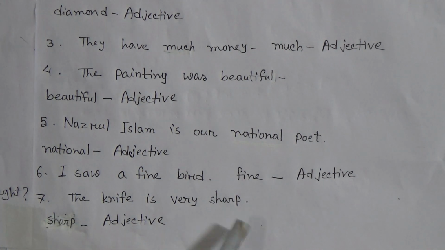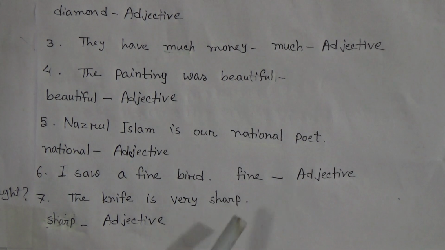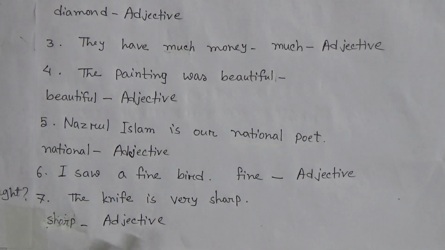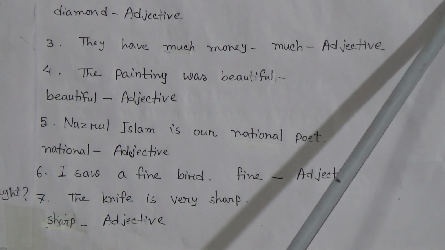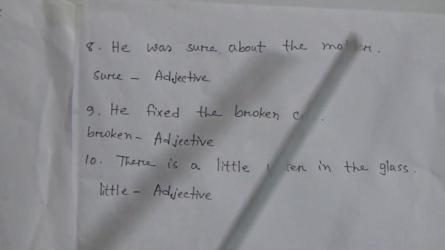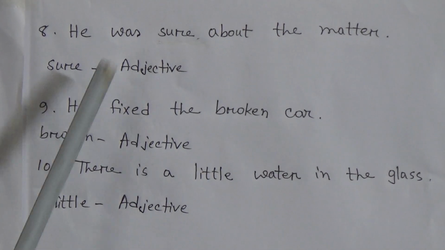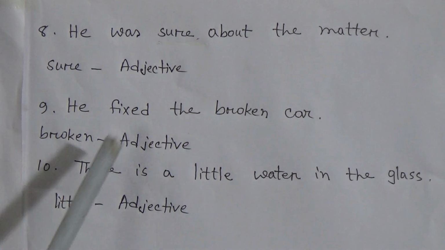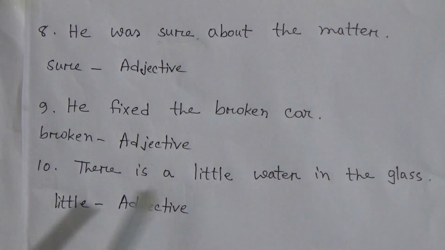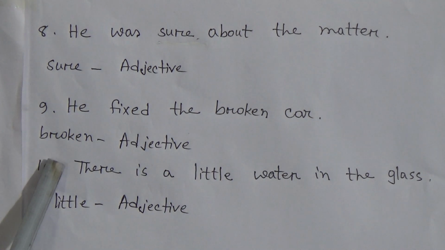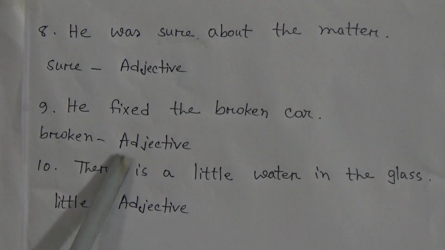Then the knife is very sharp. Dear students, here the word sharp is an example of adjective. Why? Because the word sharp indicates what? Its condition. We can understand that the knife is very sharp, and for this reason sharp is an example of an adjective. Number 8, he was sure about the matter. Here the word sure is an example of an adjective. Now number 9, he fixed the broken car. Here the word broken is an example of an adjective.